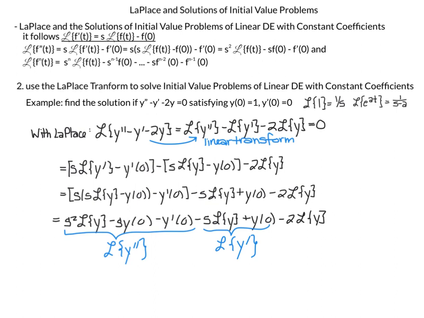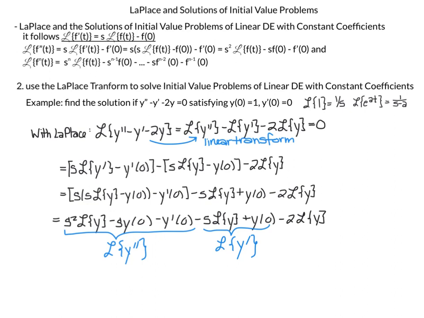Another way, you could have gone directly from here to here, noticing the pattern. If this is the nth derivative, that means we're going to take s to the n, that's s squared, L of y, minus, and then we just keep subtracting, lowering the power of s by 1. So here we have s squared, so we go to s times y of 0, minus, and then we take off 1 from the power here, which gives us 1, times y prime of 0.